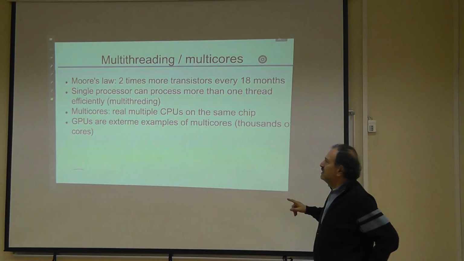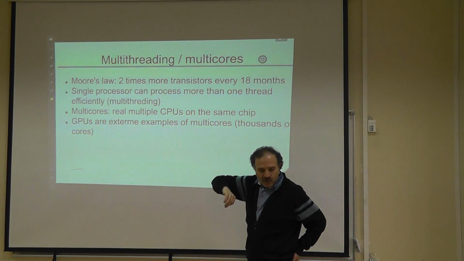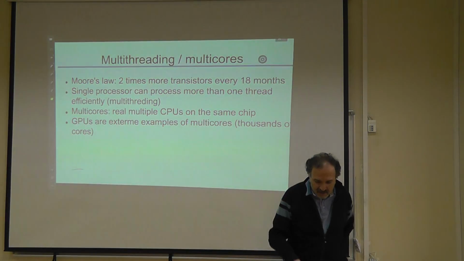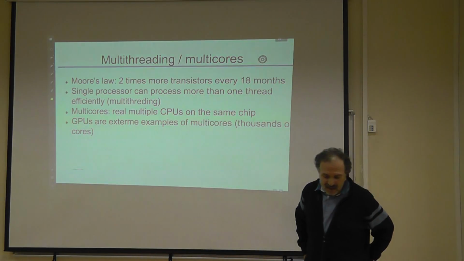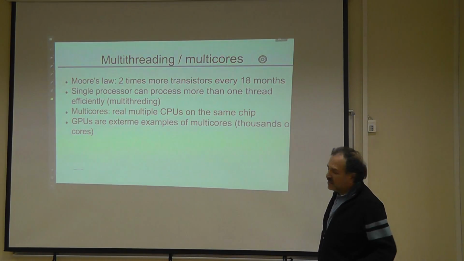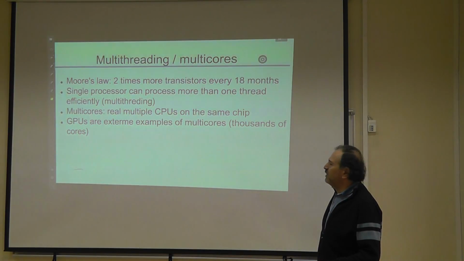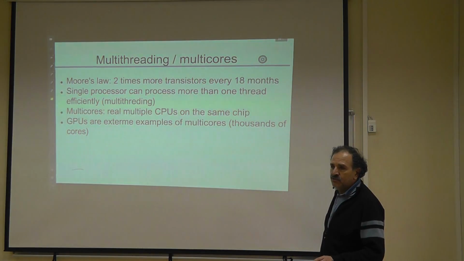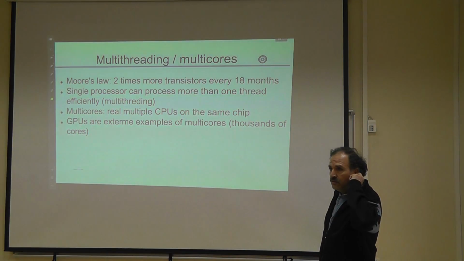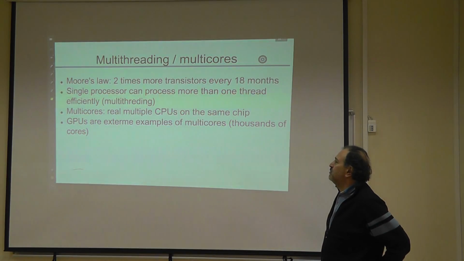Multi-cores are real multiple CPUs. With multi-threading, some part of the hardware is shared, but with multi-cores, you have real multiple CPUs on the same chip. Okay, so somebody took this idea even further. How many cores do we have nowadays on the CPUs? 16 at most, 32? Do we have 32s? 16s are common. Okay, 16-core CPUs are common.